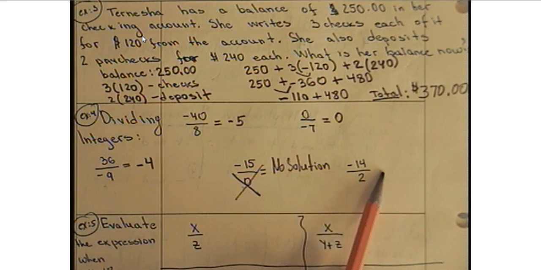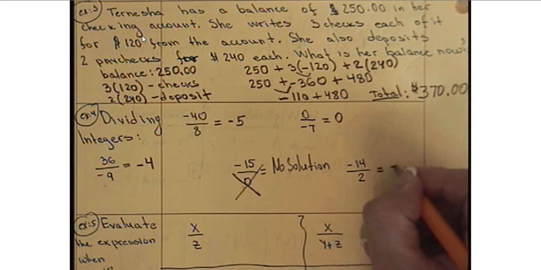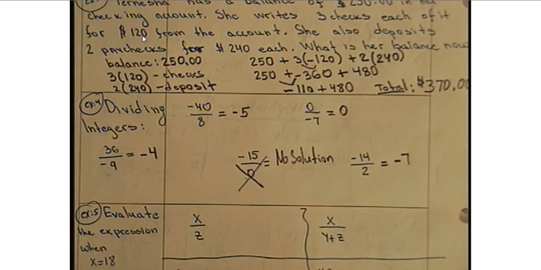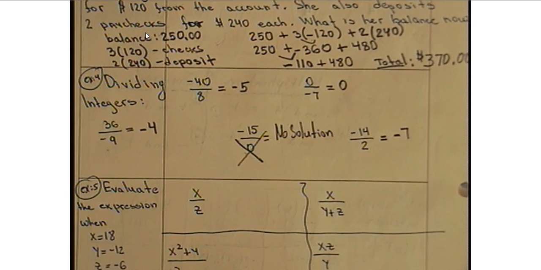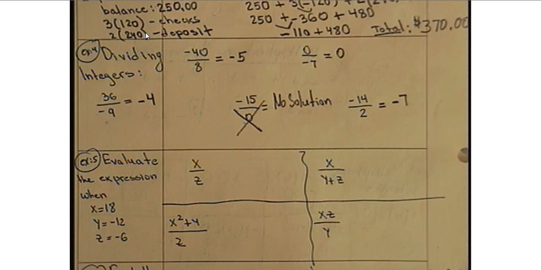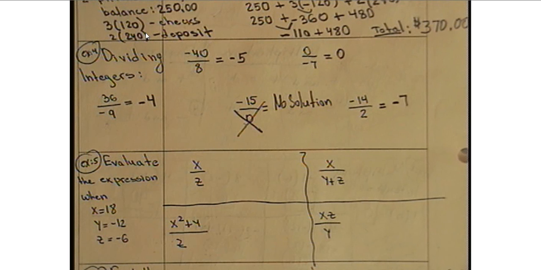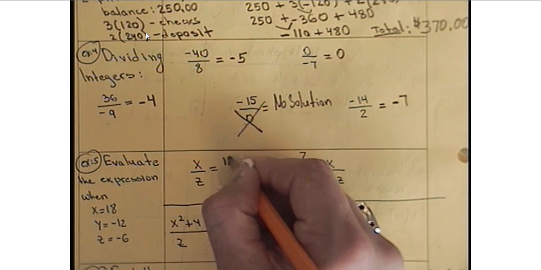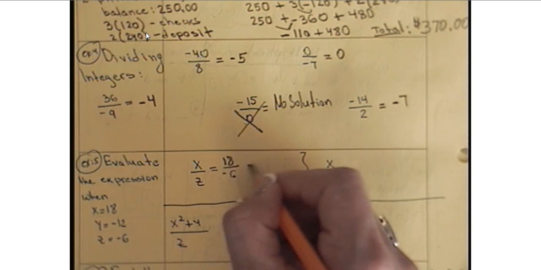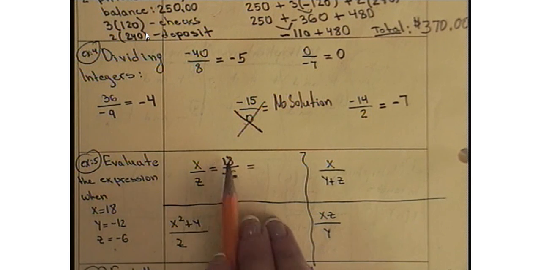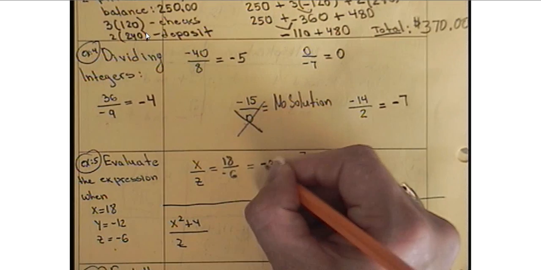In the final fraction, negative 14 divided by 2 is negative 7. And we're done with simplifying the division part of positives and negatives. I do have a few examples here with variables. So we're going to substitute the variables with numbers and calculate what it is equal to. So x over z, where x is 18 and z is negative 6. From here, I just substitute the numbers. So 18 divided by negative 6 will be negative 3, final answer.